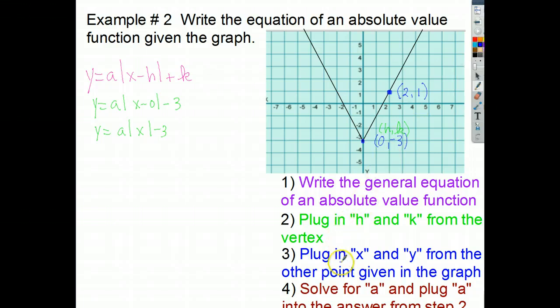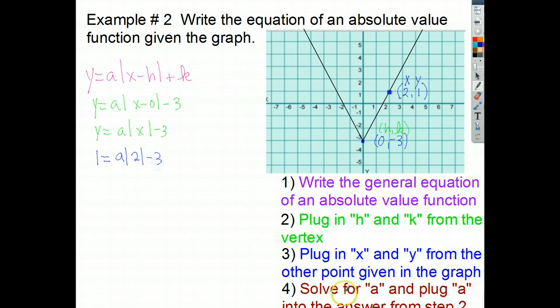Step 3, plug in x and y from the other point. So this is the x and the y that we're referring to, this other point that's been highlighted, and they're always going to give us 2 points. Okay, so here's the x and here's the y. So the y value we put in is 1. The x value is 2.